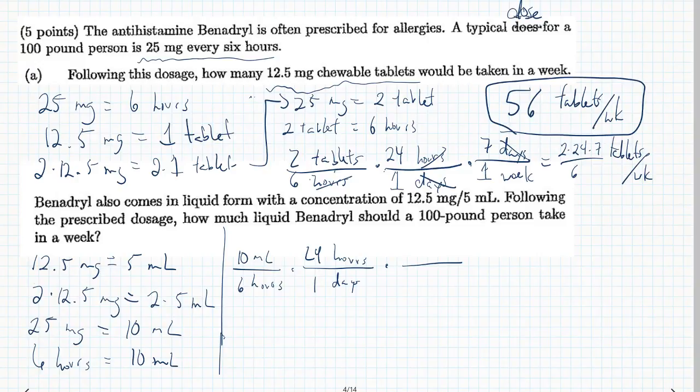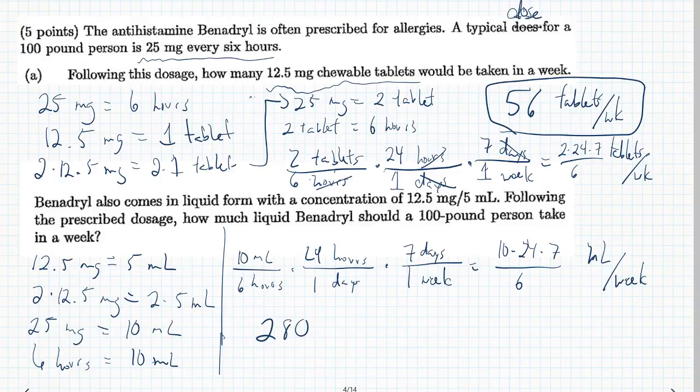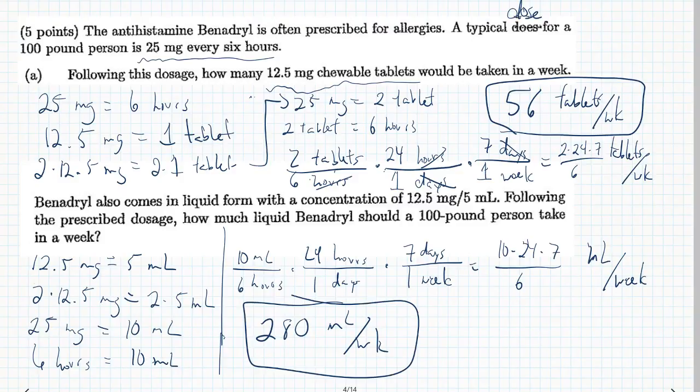Now, there's 7 days in 1 week. So we can multiply this across. You have 10 times 24 times 7, all divided by 6. Notice 24 divided by 6 is 4, so 4 times 7 makes 28. Oh, and this should be milliliters per week. And so this should make, what did I say, 28 times 10? So 280 milliliters per week. And that is a final answer. Questions on that one? Okay, without seeing any questions, we'll keep on moving.